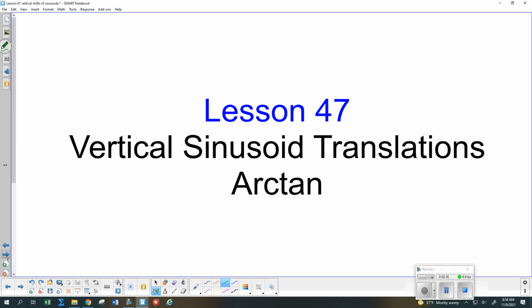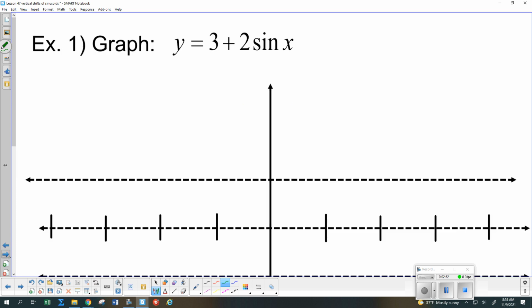In this lesson, we're going to be doing vertical shifts or vertical translations of our sine and cosine graphs, of our sinusoids. And we're also going to do a little bit with arctan at the very end and with all of the arc trig functions if we want to answer in radians instead of degrees. But mostly we'll talk about these shifts.